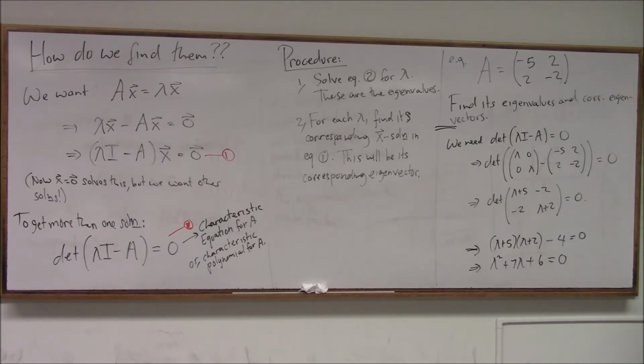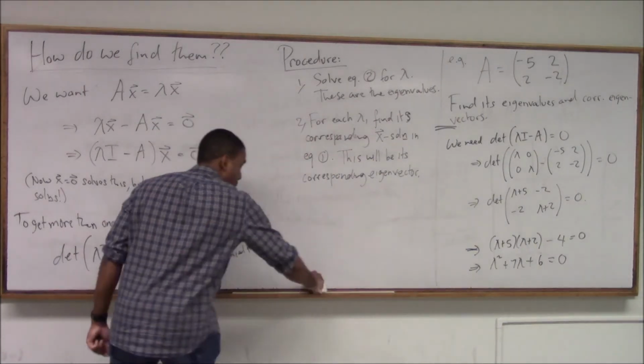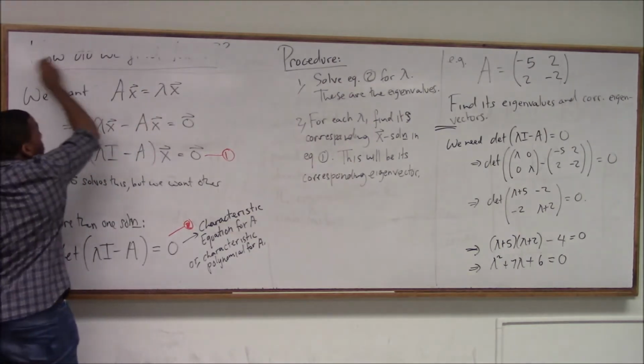Notice it's a quadratic. A 2 by 2 matrix will have a second degree polynomial as its characteristic equation. And 3 by 3s will have a third degree, right? Because you'll end up multiplying along the diagonal at some point, and the power of lambda is going to be the number of rows in your matrix. But anyway, let's continue. That's our characteristic polynomial. So let's solve it.